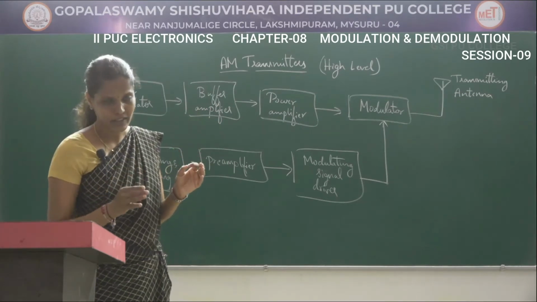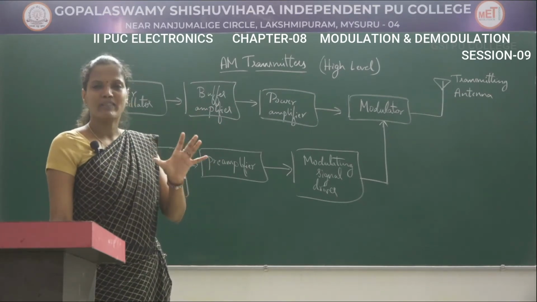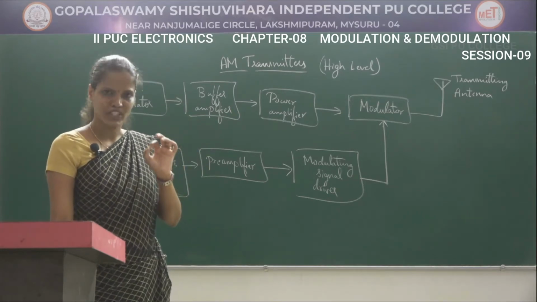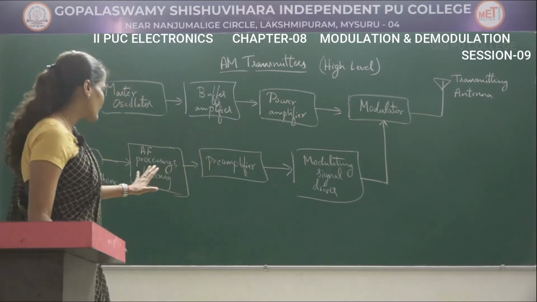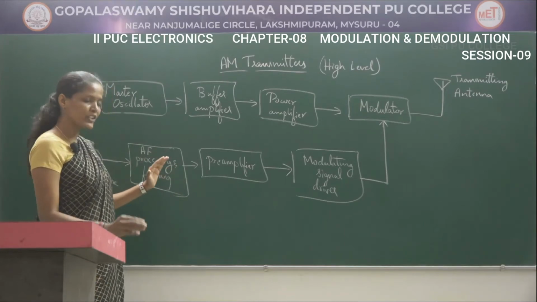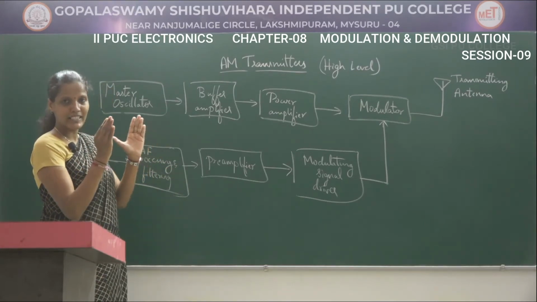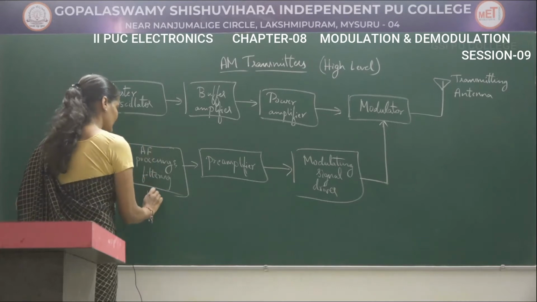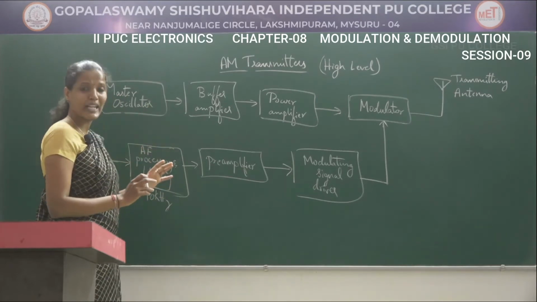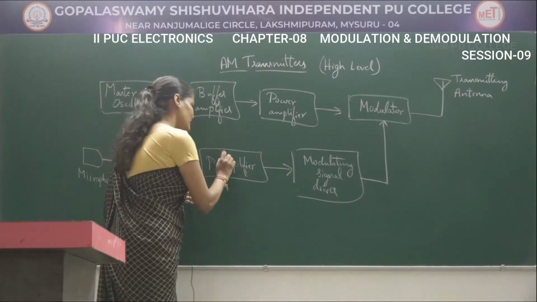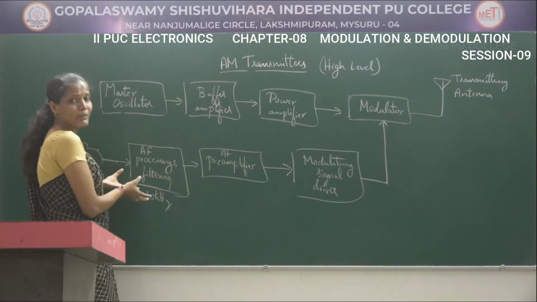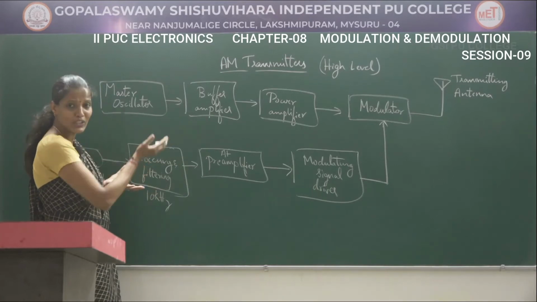The bandwidth of the signal will be maintained at a constant value of 10 kilohertz, and the audio signal bandwidth of 10 kilohertz is already fixed by the FCC, that is the Federal Communication Commission. So in this block we are going to remove the unwanted noise signals, and we also make sure that the bandwidth of that particular signal is equal to 10 kilohertz. That 10 kilohertz signal will be given to a pre-amplifier, that is the audio frequency pre-amplifier, because the signal coming from the microphone will not be sufficient to drive the modulator circuit.